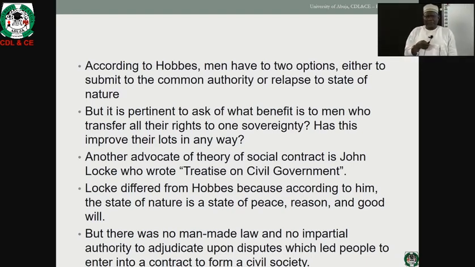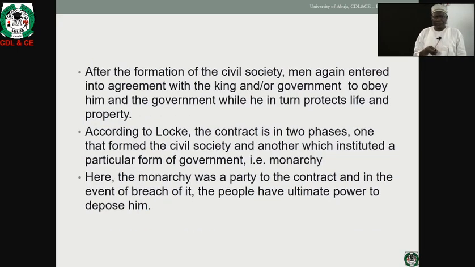Locke, however, agrees that yes, in the state of nature, there was no written law and no impartial authority to adjudicate upon disputes, which led people to enter into a contract to form a civil society. That is, yes, there was no written law, no central authority. But people said, okay, even though we are in peace, we are in harmony with each other, and we have that goodwill to stay together, there is need for us to come together under one roof, to form a civil society. That's why he introduced this concept of civil society.